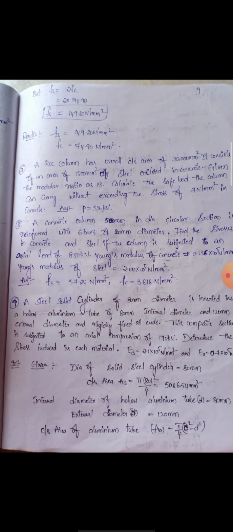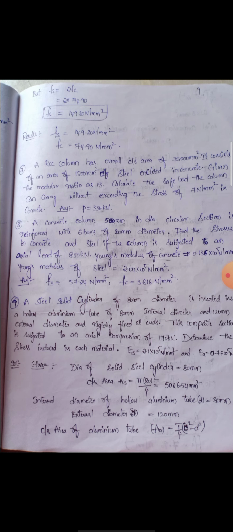So next, a steel solid cylinder of 80 mm diameter is inserted inside a hollow aluminum tube. So the steel solid cylinder is inserted inside the hollow aluminum tube. The diameter of the steel solid cylinder is 80 mm.